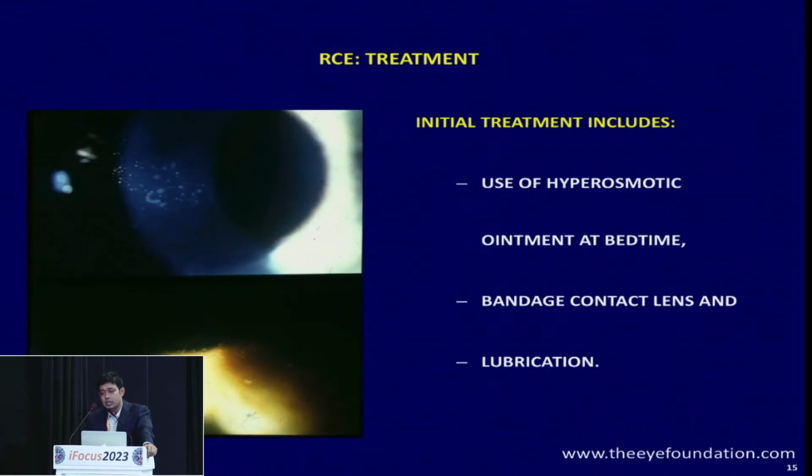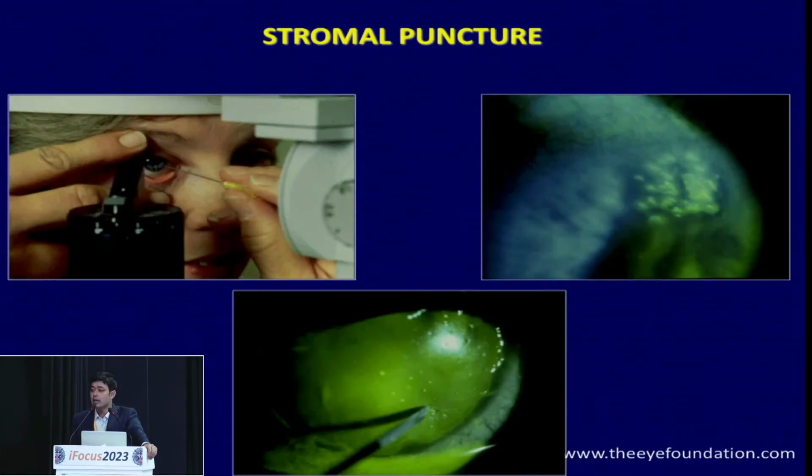Now the treatment initially is conservative, where you can use a bandage contact lens, lubricants, plus or minus hyperosmotic agents, and they generally resolve. But when the patient continues to have recurrent episodes, then some form of treatment is necessary. In the older days, stromal punctures were attempted, especially if they were not in the central visual axis, to cause localized scarring and prevent erosions.